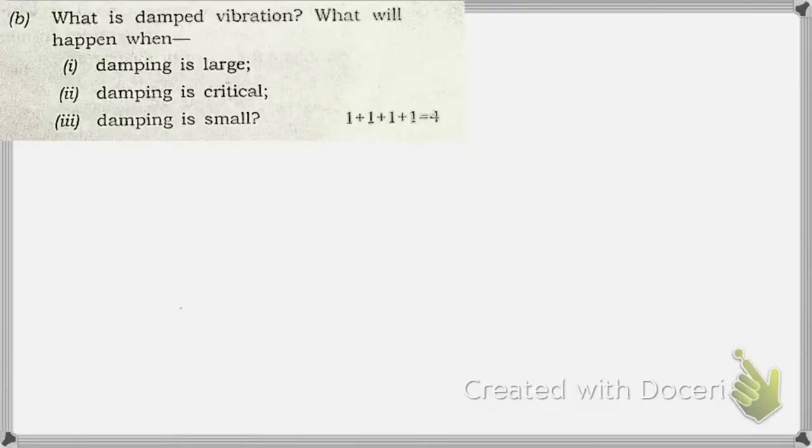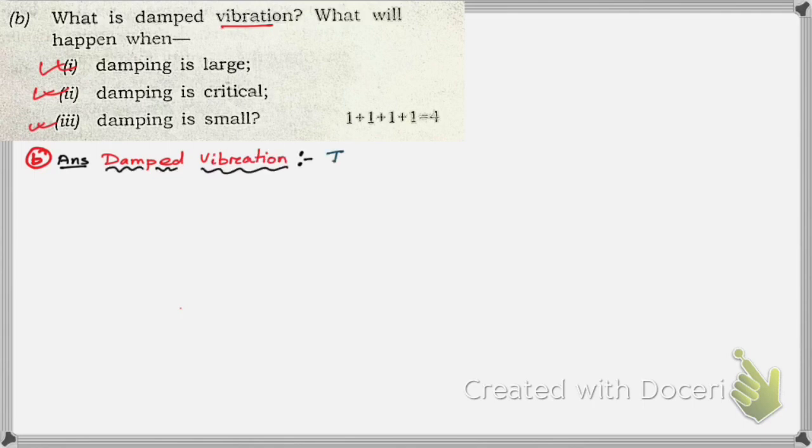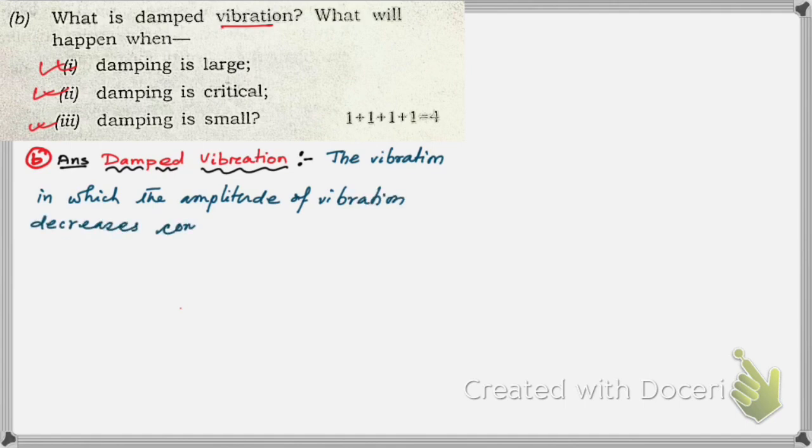Now, what is damped vibration and what will happen if the damping is large, if the damping is critical, if the damping is small? So let me give you the answer. So here you see, damped vibration is the vibration in which the amplitude of vibration decreases continuously with time. That is called damped vibration.